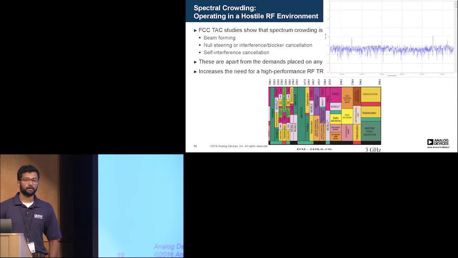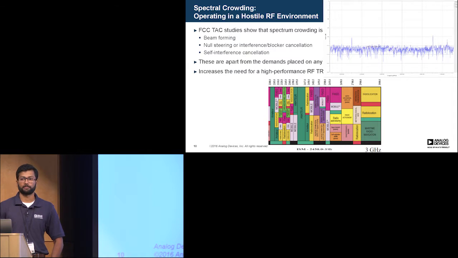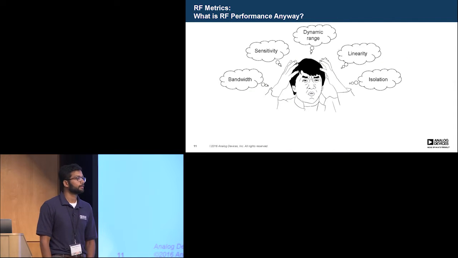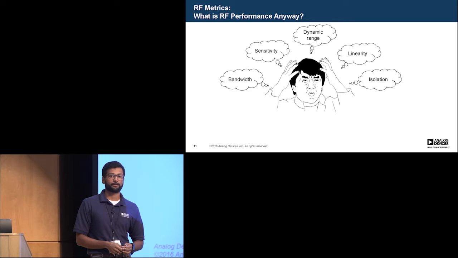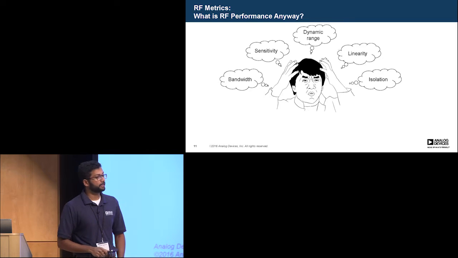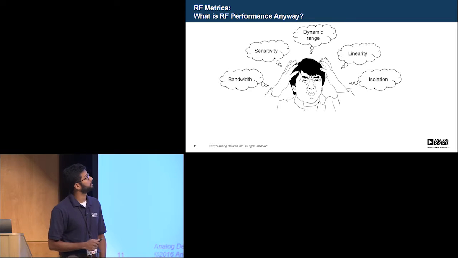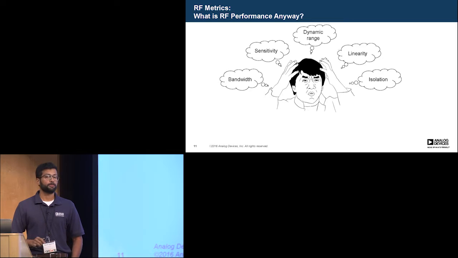But they don't take away anything from an RF front end either, because you still need the kind of performance that you expect from a really great RF transceiver, on top of all the added overheads in terms of processing and latency. All right, so what am I talking about in terms of RF metrics anyway? Mostly dynamic range, linearity, isolation, bandwidth, sensitivity. Bandwidth here could mean data rates as well, just to name a few.